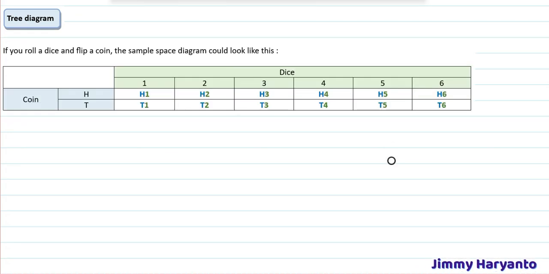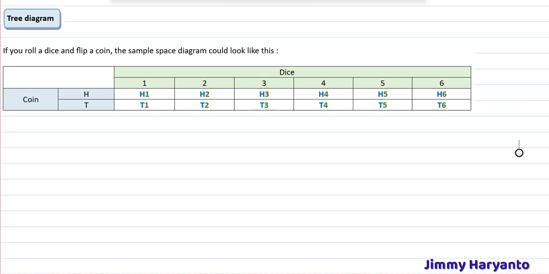Now guys, we go to the next section. The next section is tree diagram. So if you roll a dice and flip a coin, the sample space diagram could look like this. We already learned this in the previous lesson. It will be H1, H2, H3, H4, H5, and H6. T1, T2, T3, T4, T5, and T6.